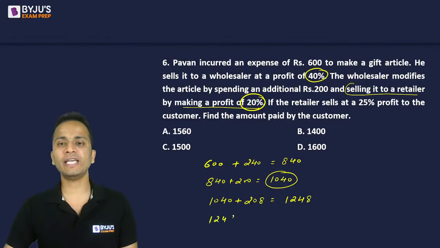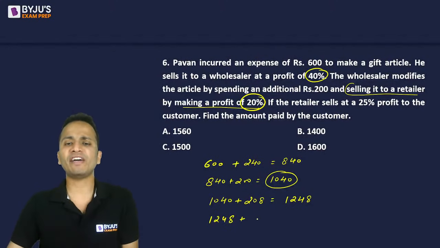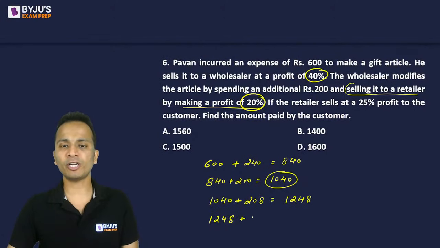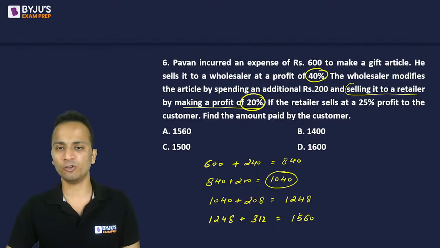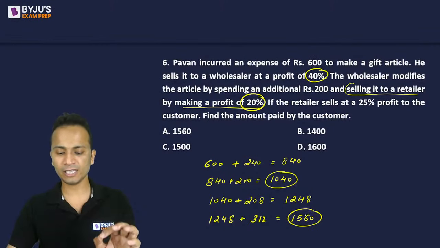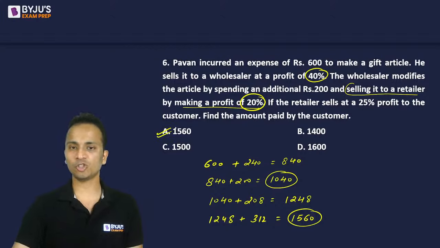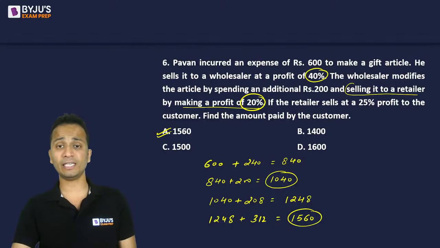So 1248 is the cost price for the retailer. इसके अंदर 25% और add कर दो. 25% means 1/4 of this value. So 1/4 of 1248 will be equal to 312. So add 312 to this value and you will get 1560 as your final answer. Okay, so 1560, that is option A, will be the correct answer.